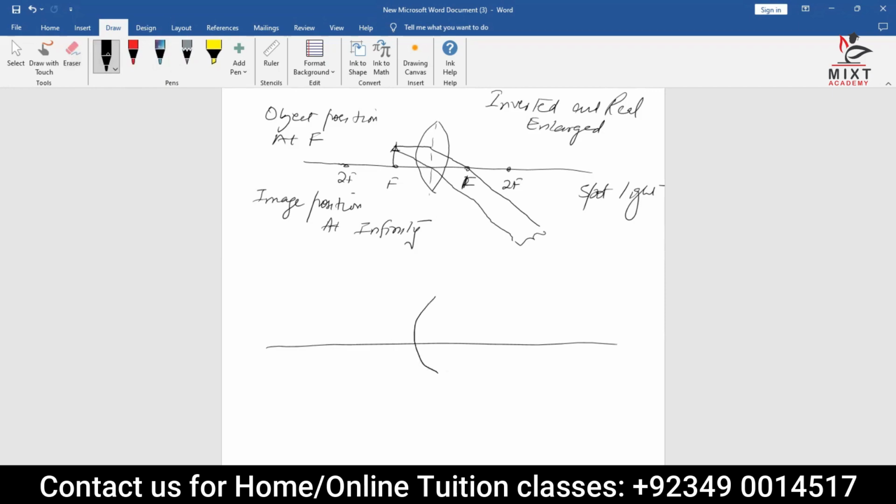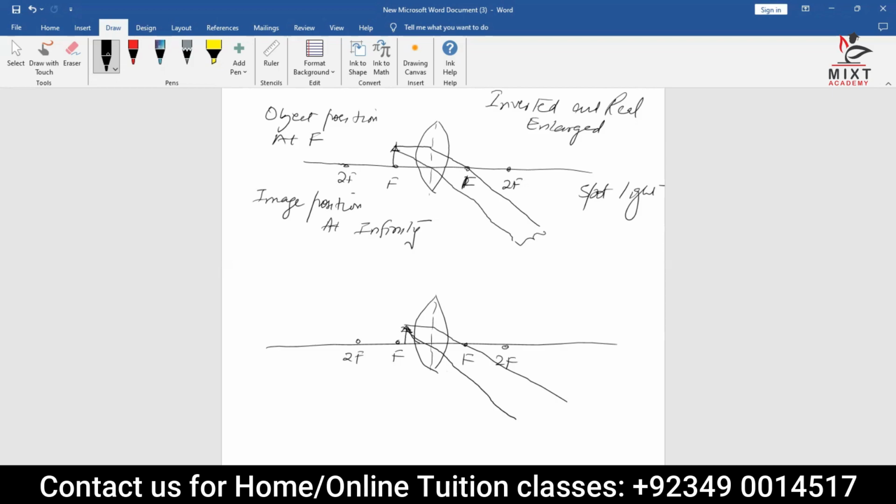Now the last case. Now the object will be further close to the lens. So this is your F, this is your 2F, this is your F, this is your 2F. Now the object is between F and the optical center. Now see what happened. Rays pass through the lens and after refraction, they pass through the focus. It will pass from the center, but they will not meet, but rather they are going apart from each other.